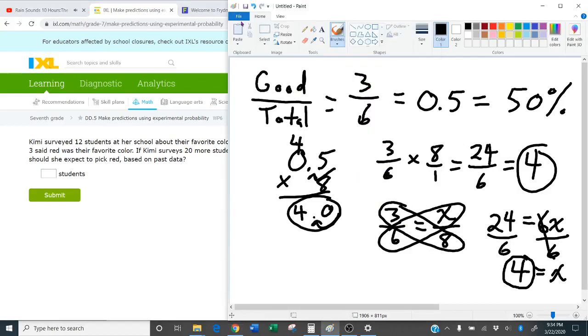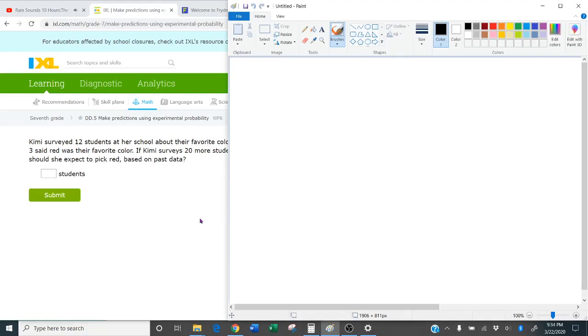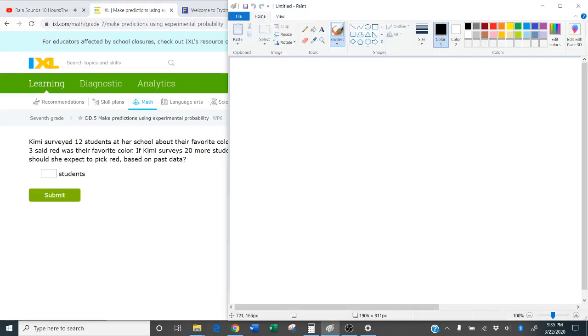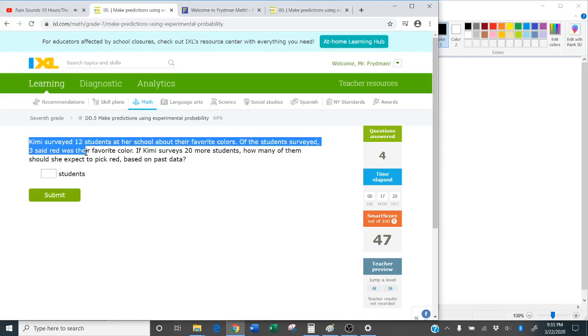Yeah, so it's the same kind of question. And again, the important thing to try to figure out is, should you be adding the numbers in the denominator? So I'll just read through this. I'm not going to do all of the math about it, but let's just read through it. Kimmy surveyed 12 students at her school about their favorite colors. Of the students surveyed, 3 said red was their favorite color.